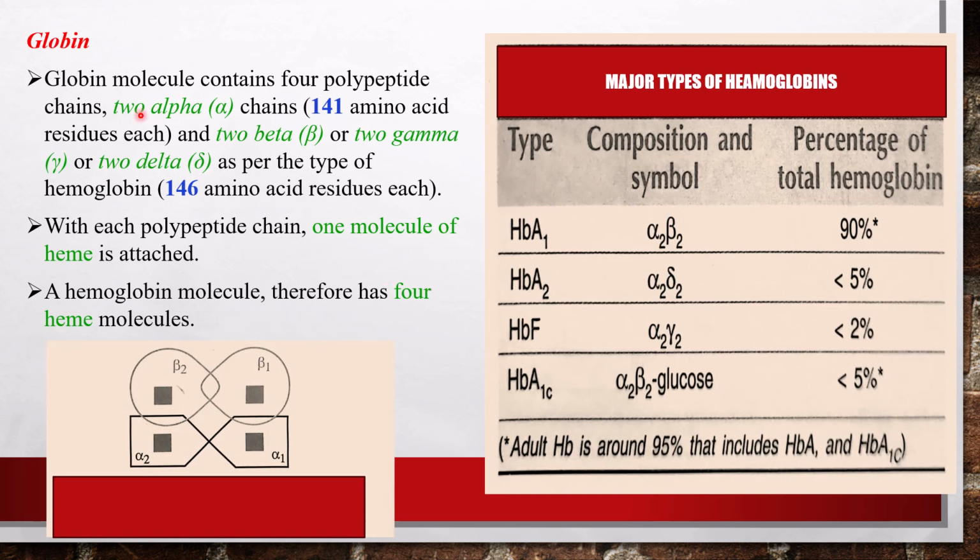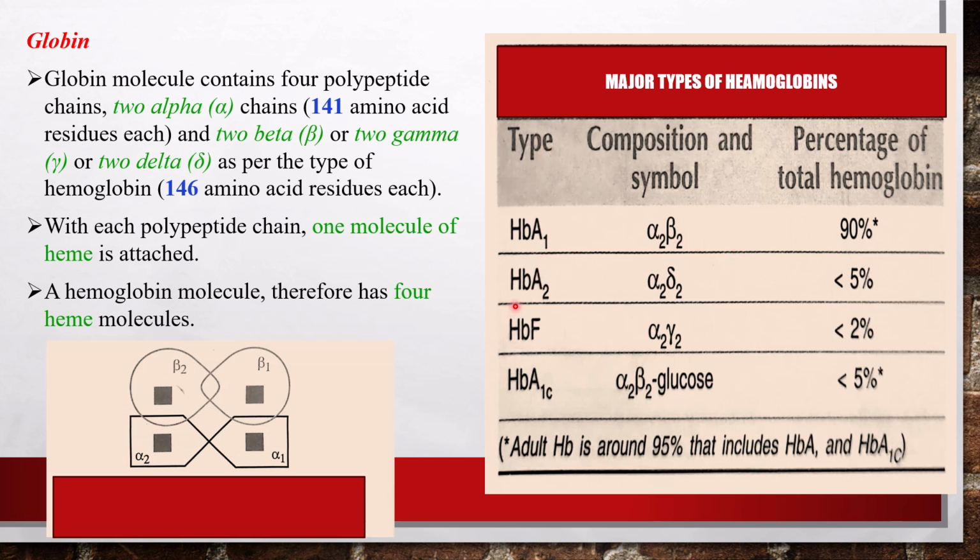Then globin. While talking about the hemoglobin, as we have seen, normally it has two alpha chains and two beta chains. But there are variants of hemoglobin where the alpha chain remains the same. Two alpha chains are there, but the other pair can be either beta or gamma or delta chains. So in adult hemoglobin, 90% of total hemoglobin contains the A2 B2 system, means two alpha chains and two beta chains.